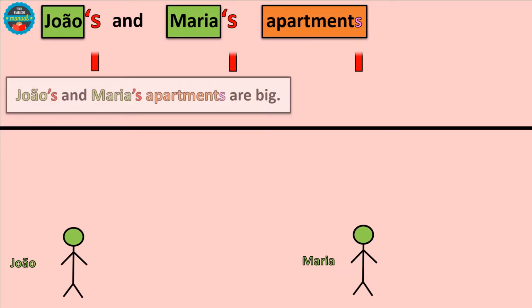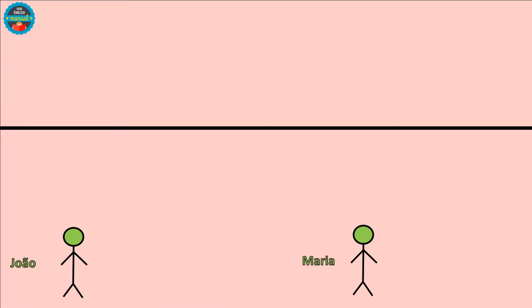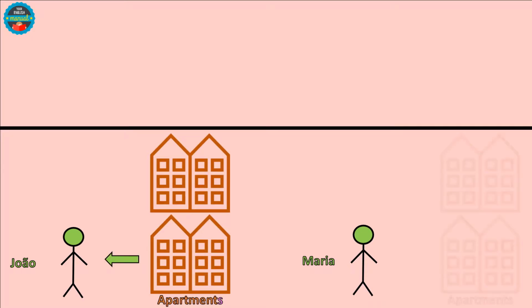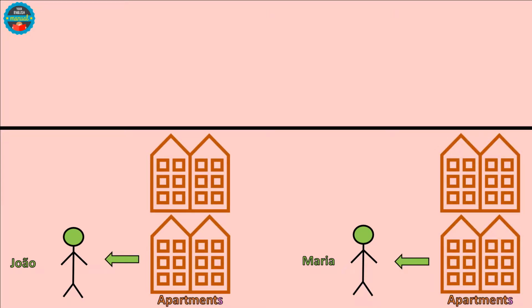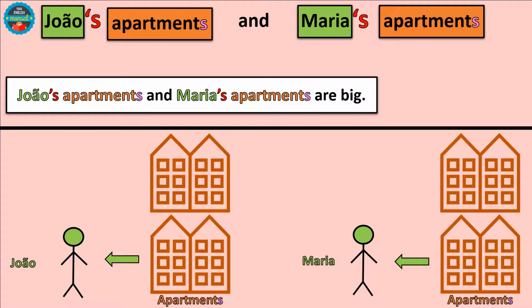João's and Maria's apartments are big in the plural, the natives in general will understand that João has an apartment and Maria has another apartment and both apartments are big. If you want to say that João alone has more than one big apartment and Maria alone has more than one big apartment, it's better to use another structure to avoid confusion. To solve the problem in a simple way, you can repeat the word, for example, saying João's apartments and Maria's apartments are big. See? Be careful, okay?